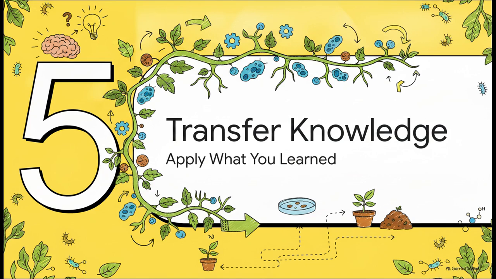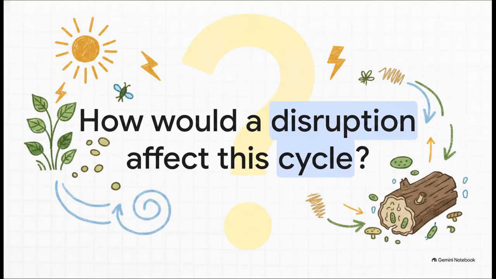And finally, let's wrap things up with Section 5, Transfer Your Knowledge. Let's apply this to a brand new scenario. How would a major disruption, like a severe lack of sunlight or the complete removal of decomposers, affect both the plants and the bacteria in this cycle? Well, scientific principles tell us that a disruption to any part of this system leads to massive shifts everywhere else. If you were to block out the sun, you wouldn't just starve the plants, you'd starve the photosynthesizing bacteria, and eventually the consumers and decomposers further down the line.